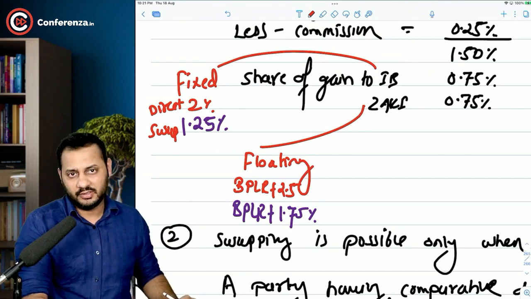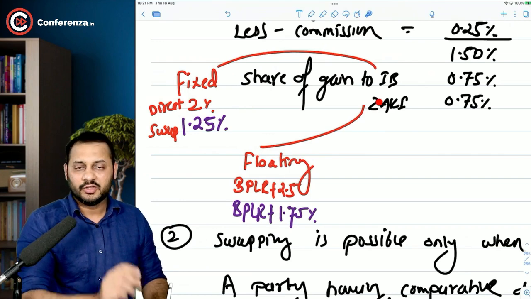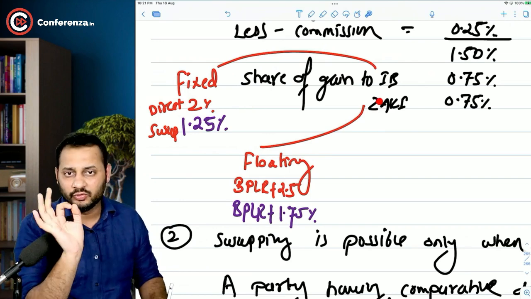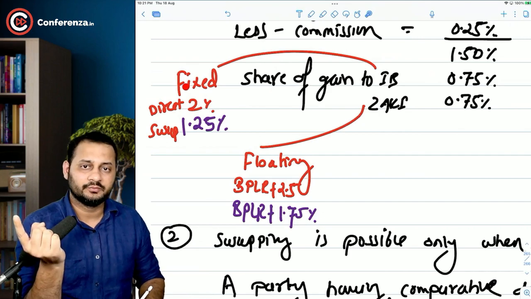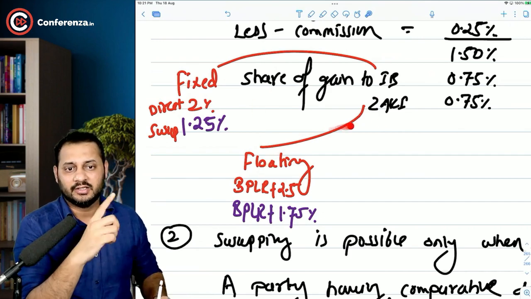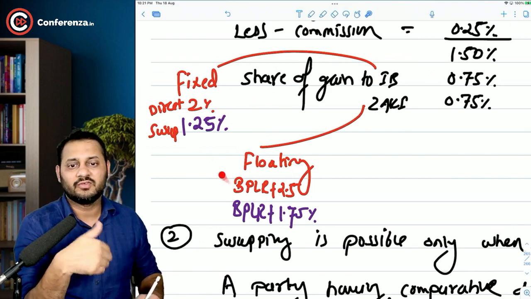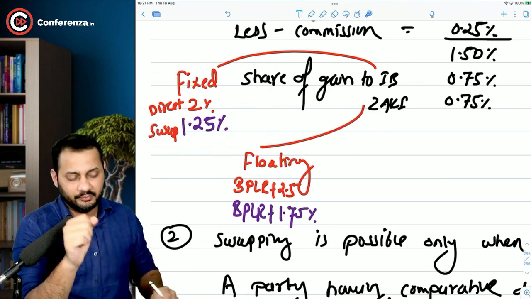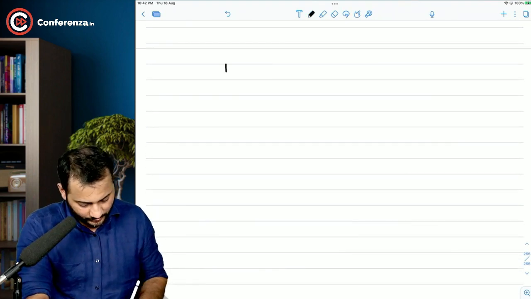So what will happen in reality, both of us, IB and Zaki, will take the exact opposite loan from the bank. IB wants fixed, but it will take floating rate loan, and it will swap with Zaki. Zaki wants floating, it will take fixed rate loan from the bank, and it will swap with IB. Now, how are these transactions going to happen? Let me explain that to you with a proper diagram.